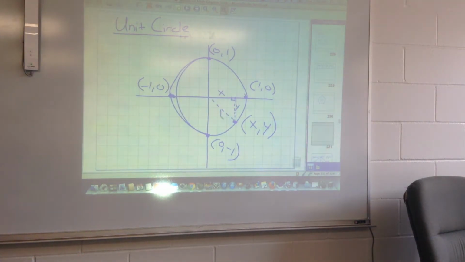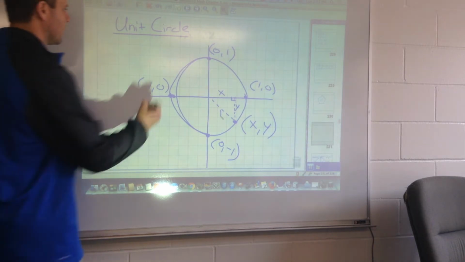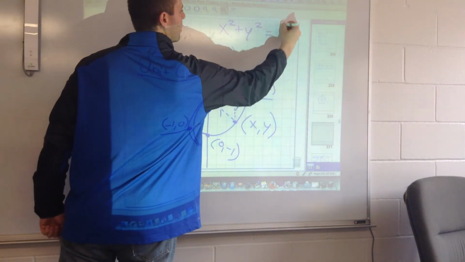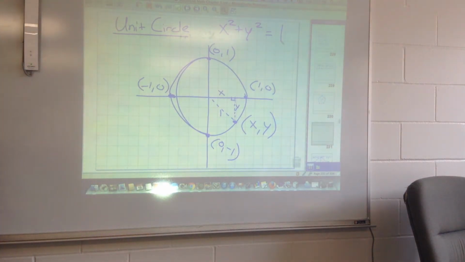So then x squared plus y squared would equal 1. X squared plus y squared equals 1. That is the equation for this circle. What did we use to come up with this x squared plus y squared equals 1? Pythagorean theorem, right? And that's okay to use the Pythagorean theorem because we have what type of triangle? A right triangle. Good. Okay? So, x squared plus y squared equals 1. That is the equation of the unit circle.